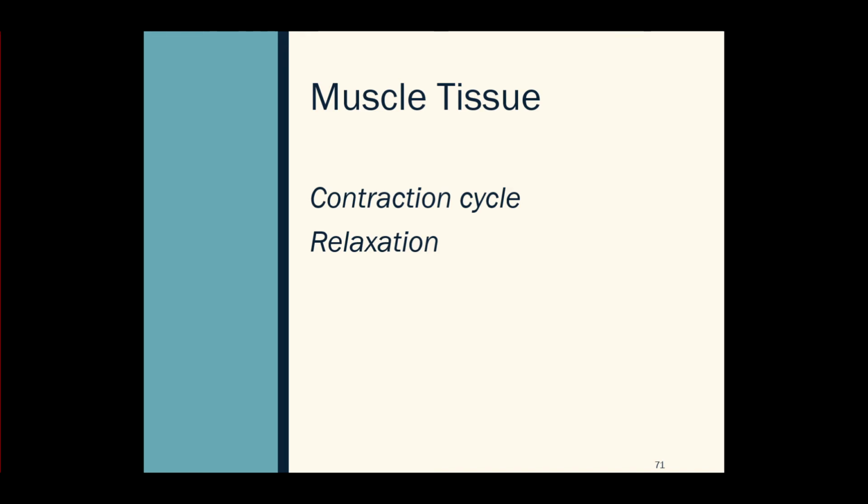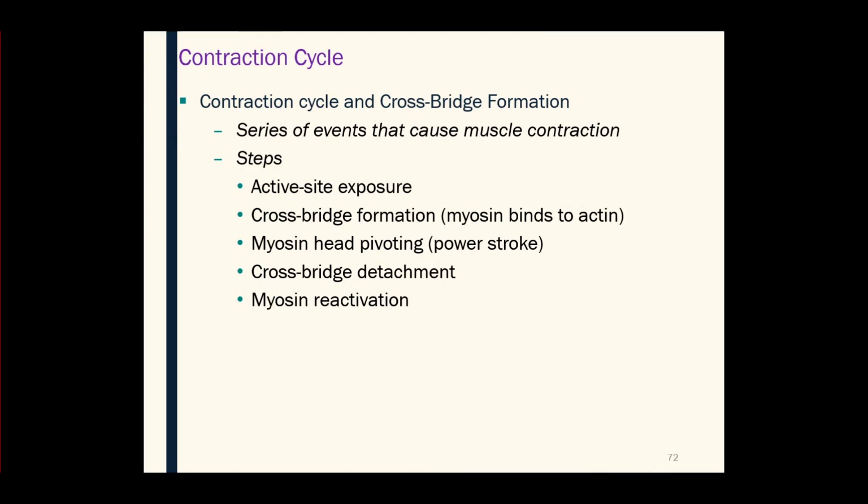In this lesson, we'll continue our discussion of muscle tissue by taking a look at a complete contraction cycle. We started it in other lessons, but now we're going to take a look at the whole cycle. And then once the muscle fiber is done contracting, we'll take a look at how it relaxes. So we can think of the contraction cycle as a series or sequence of events that ultimately cause muscle contraction.